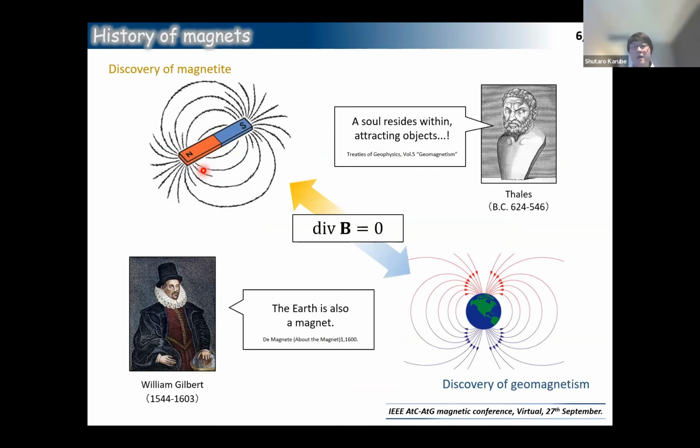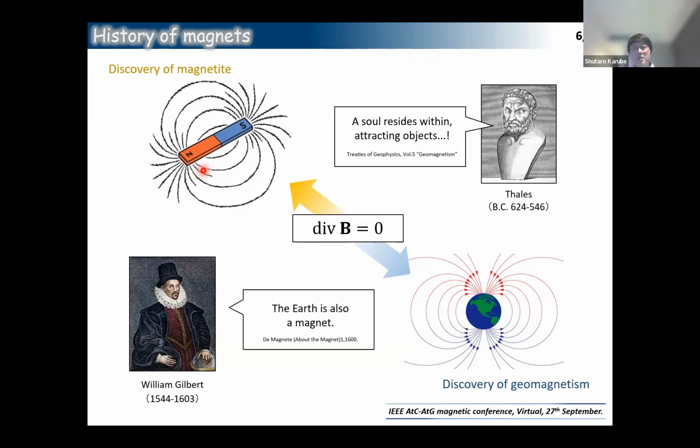Therefore, let's begin by briefly discussing the history of magnetic materials. Magnetite, a substance we are familiar with today, has been known since ancient times, dating back to before the Common Era. Philosophers like Thales also made references to magnets.